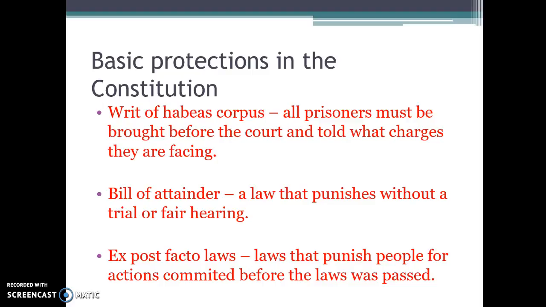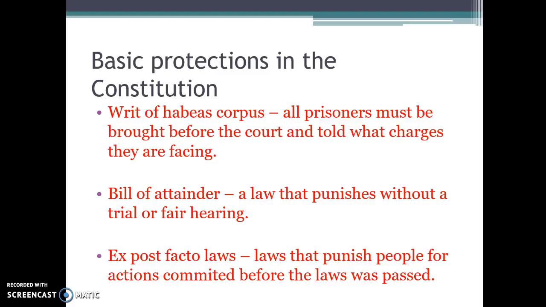What that means is that all prisoners must be brought before the court and told what charges they are facing. They can't just lock you up in prison with no reason. The writ of habeas corpus, though, can be suspended in times of war. In 8th grade, you will see during the Civil War, that's exactly what Abraham Lincoln does. People who are rebelling against the country during the war are literally locked up, and they're not given any kind of hearing or trial until the end of the war.